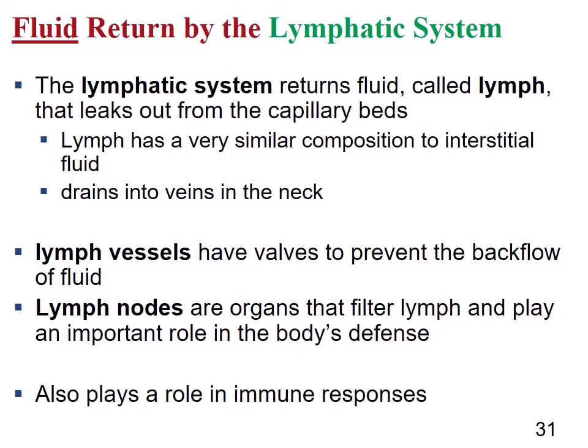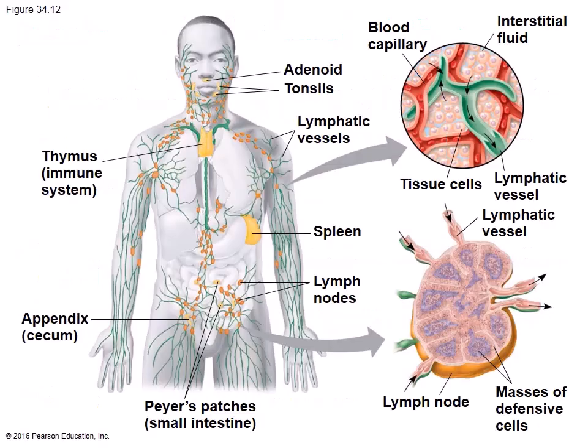So the lymph vessels have valves to prevent backflow, and you've probably heard of lymph nodes before. These are organs that help filter lymph and play an important role in the body's immune system. And we'll talk more about the lymphatic system in the immune chapter as well. So here's just a quick overview of some lymphoid organs. On the left side there with the thymus and the appendix and Peyer's patches in the small intestine and lymph nodes and the spleen and lymphatic vessels and the adenoids and the tonsils.